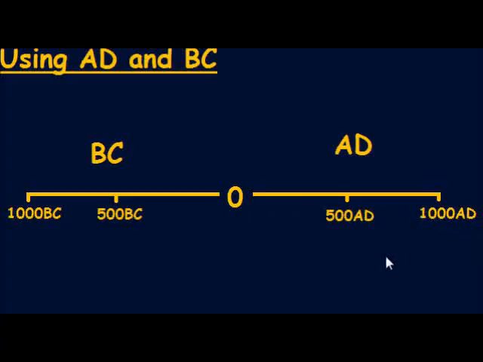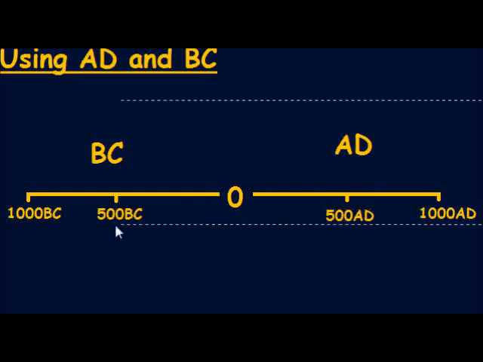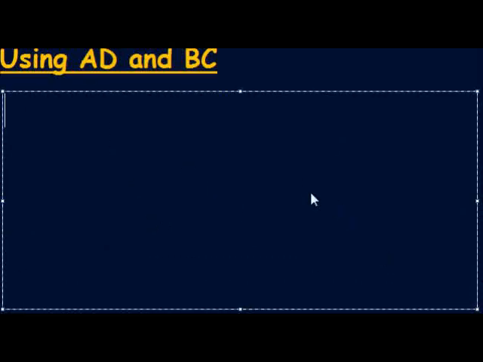Okay, so just remember, BC numbers, when you put them in chronological order, go from the biggest number to the smallest number, and AD years go from the smallest number to the biggest number. So now what I'm going to do is give you a little bit of a challenge to see how much you've been paying attention. I'm going to give you a list of years that end in both BC and AD.